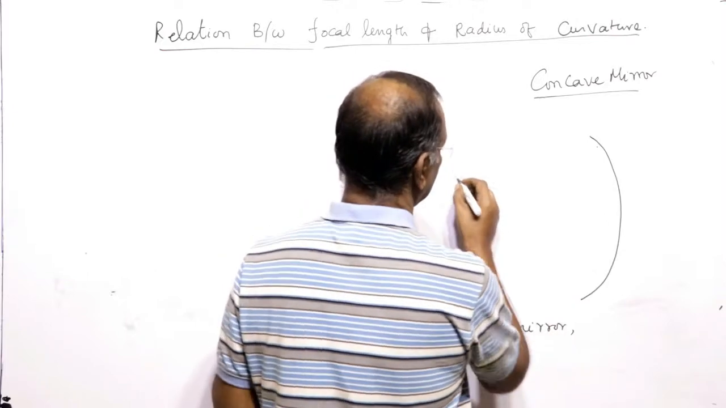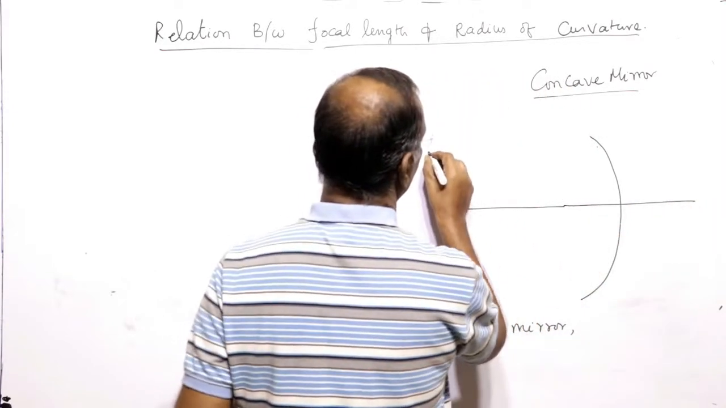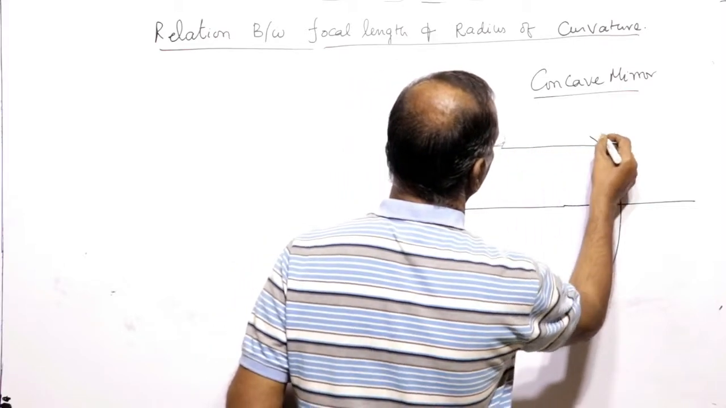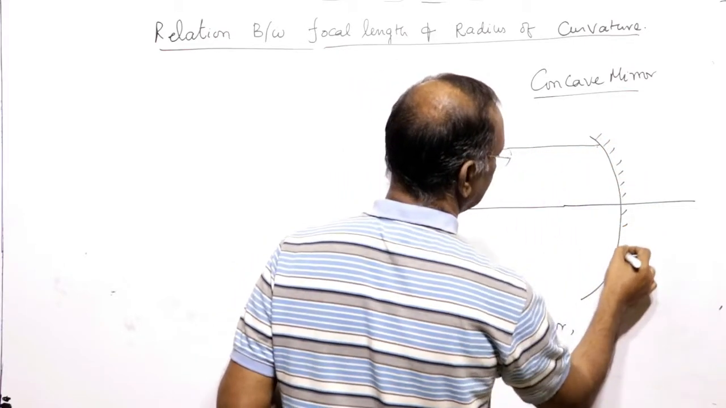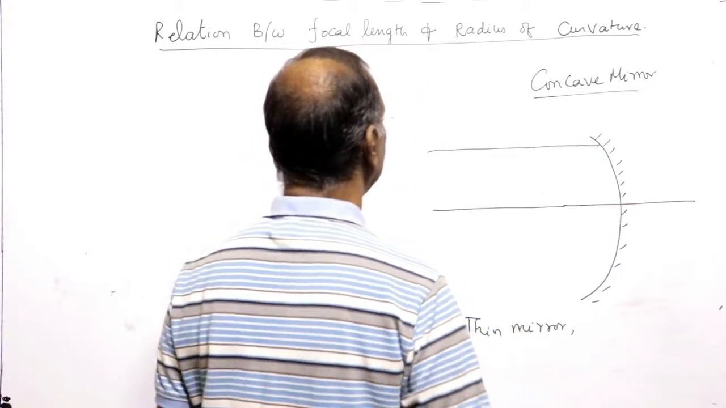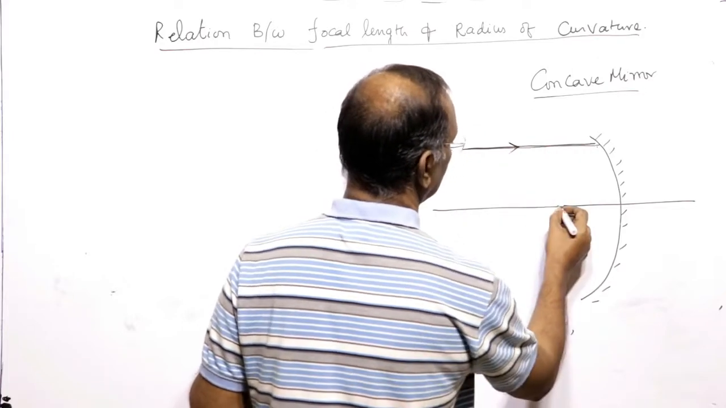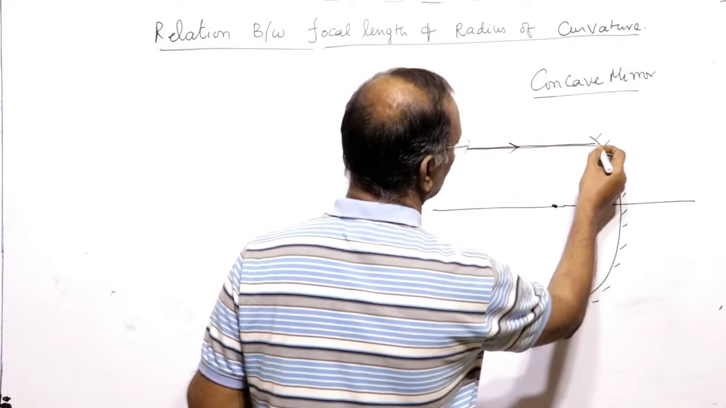Therefore, here this is the principal axis. A ray is coming parallel and is incident on the concave mirror. A ray coming parallel and incident on the mirror will pass through the focus.